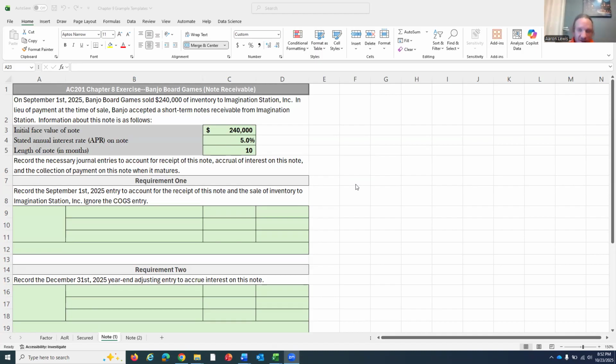You may remember credit terms from financial accounting, like 3/15 net 30. The net number is how long they have to pay the full balance. It's usually a month or two. For a note receivable, it typically has a longer period of time.